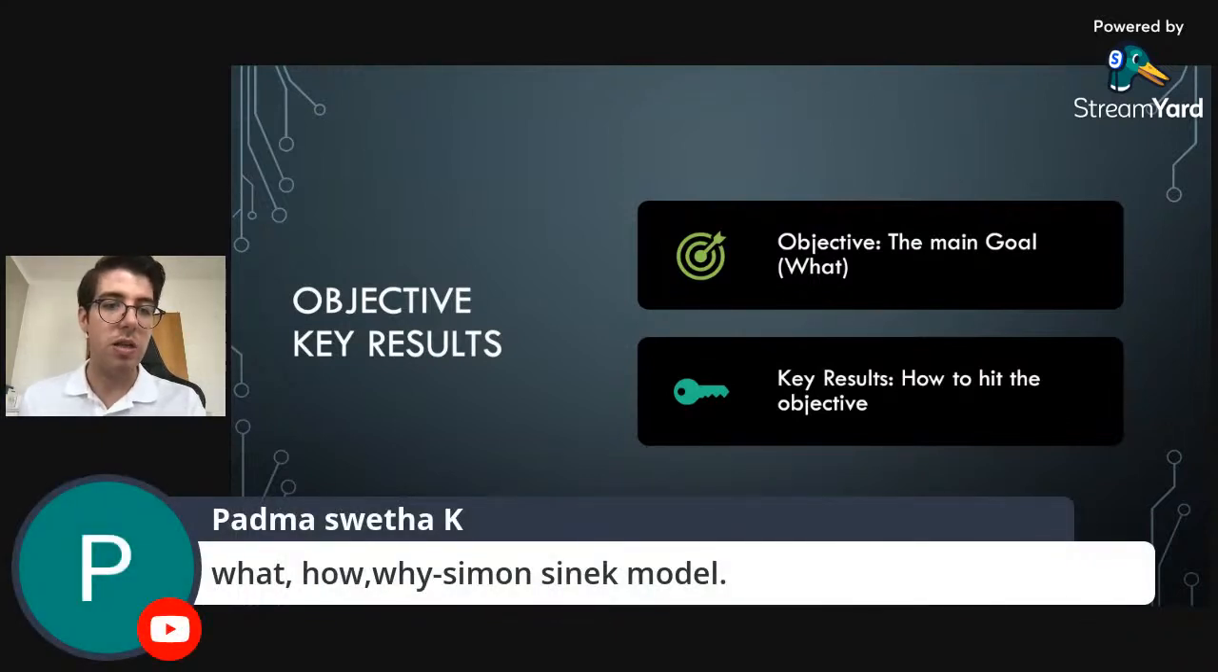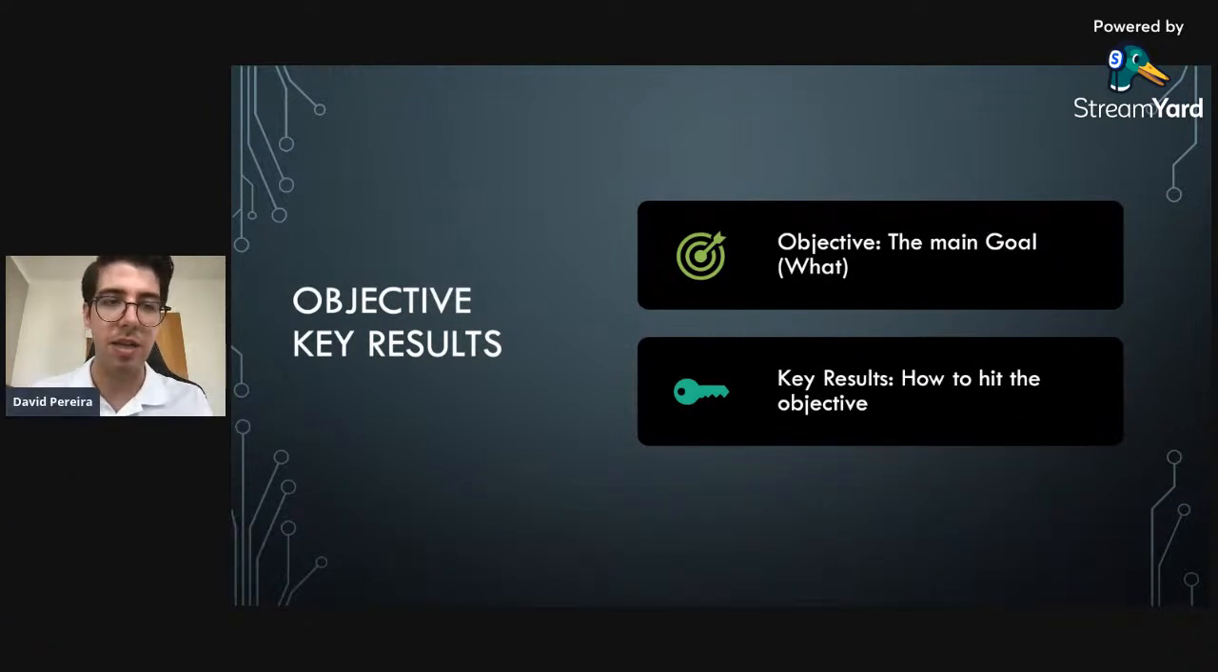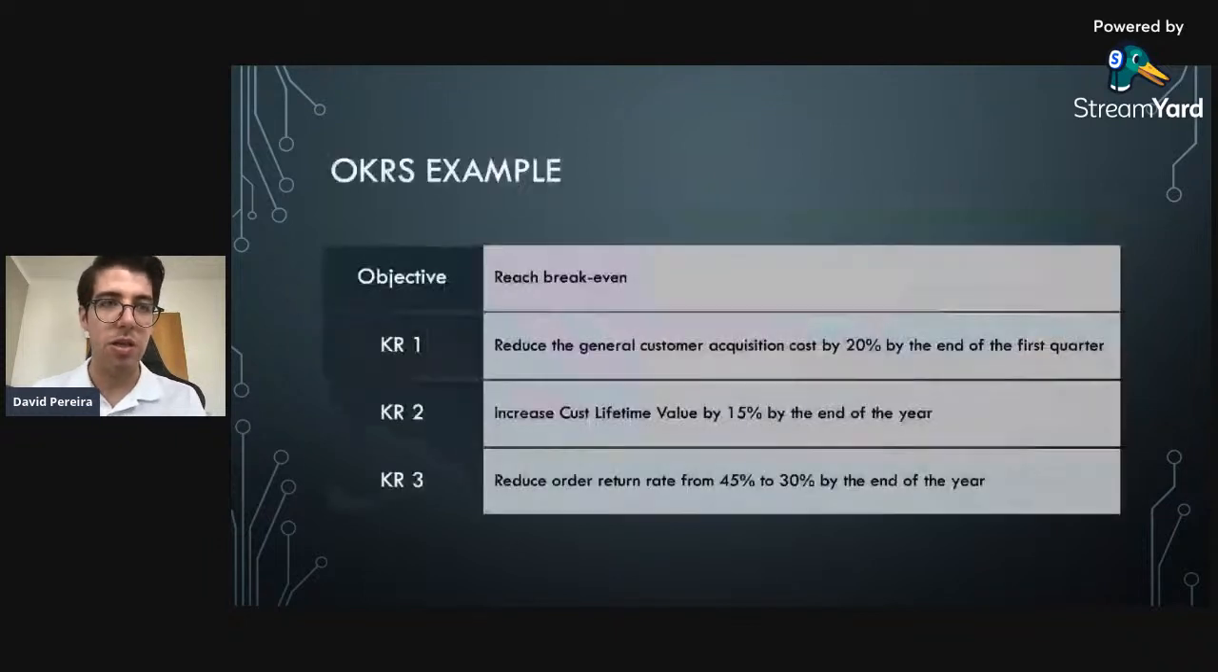Yeah. What, how, why? Simon Sinek model. Exactly. This is from the book Start with Why, and this is the golden circle. I really love this model. So let's go to this example I was going to give you.